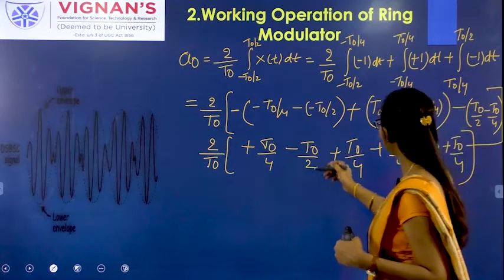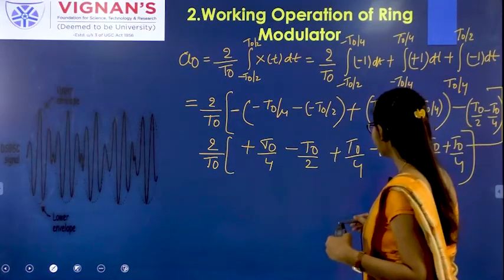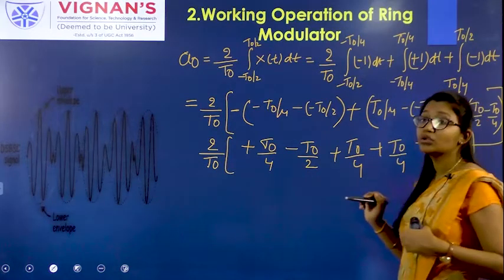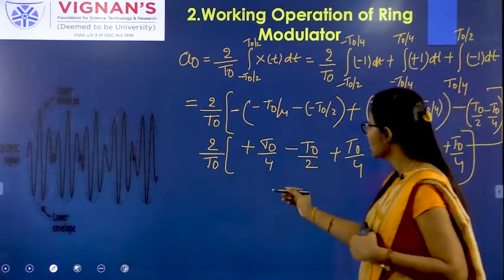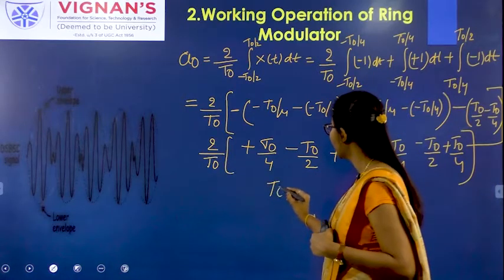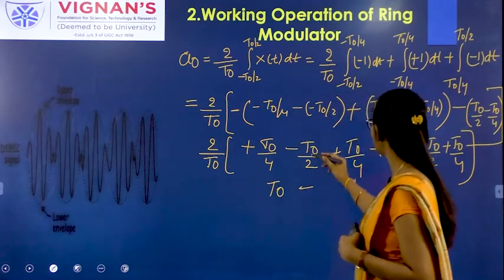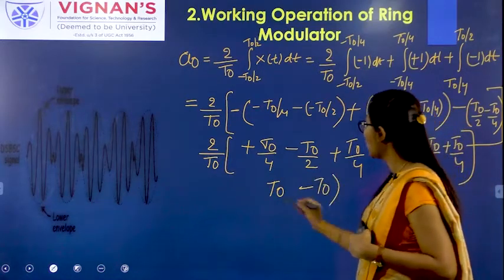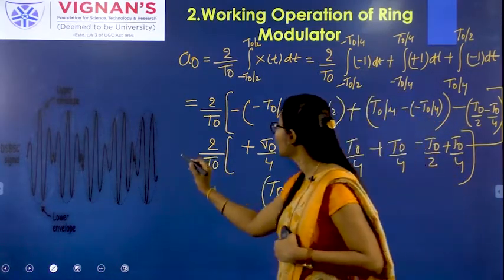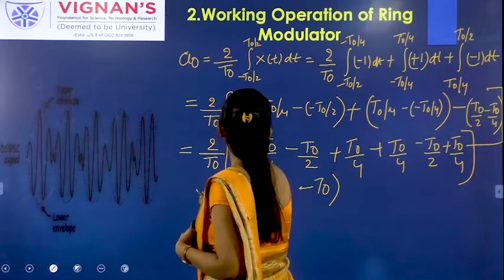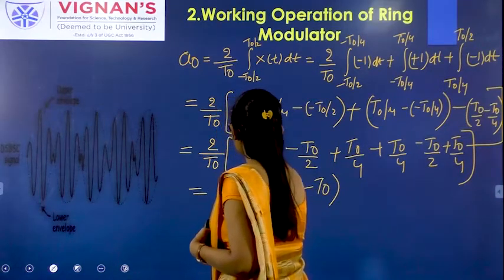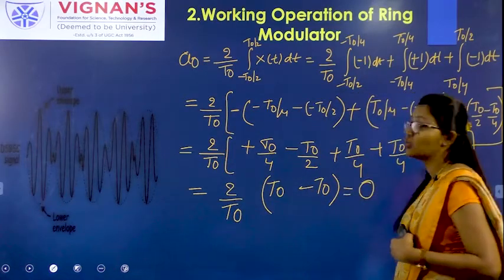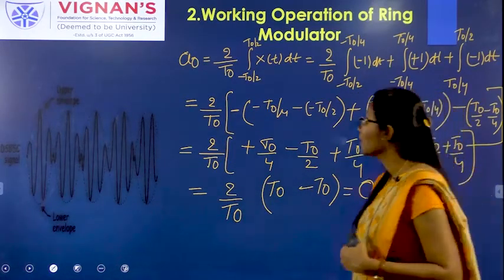So finally you just cancel t naught by 4 plus t naught by 4 plus t naught by 4 plus t naught by 4. Total 4 t naught by 4s are there, which means you will be getting t naught here, and minus t naught by 2 minus t naught by 2 again minus t naught. So t naught minus t naught get cancelled and it will be 0. So a naught value is 0, right?